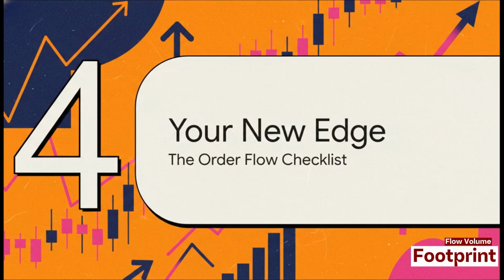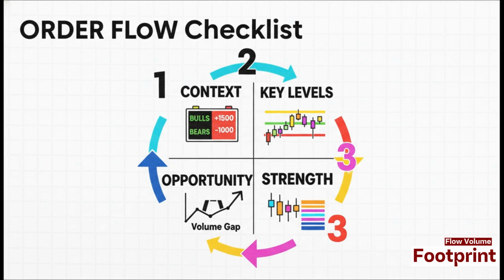Okay, we have covered a ton of ground. So how do you pull all this together and actually use it to get an edge? It all boils down to a super simple checklist. And here it is, your 4-step order flow checklist. Number 1, context. Check that total delta to see who's winning the fight. Number 2, key levels. Map out your battlefield with the global and local POCs. Number 3, strength. Look inside the candles at the clusters and levels to see how much effort is being used. And finally, number 4, opportunity. Hunt for those volume gaps that are moving with the trend.